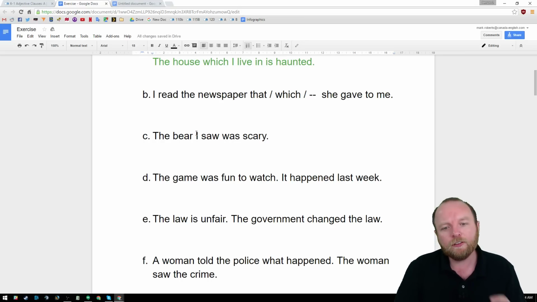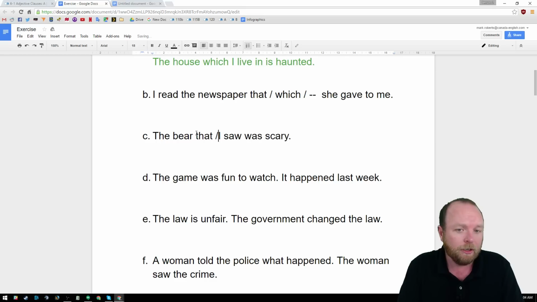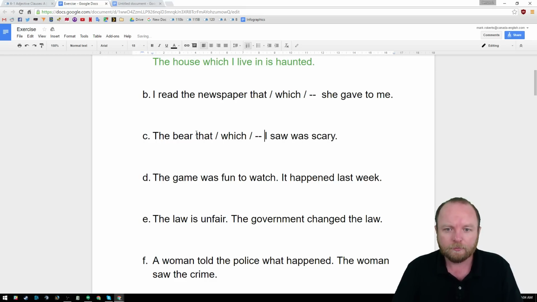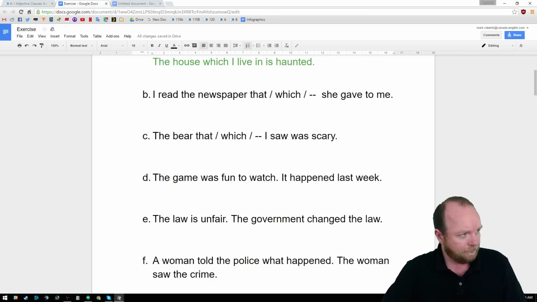Now, do we need a relative pronoun here? I saw. I saw the bear. We don't need one, but we can use one. That's okay. Or nothing. Yeah, the bear I saw. Marianne, Caio, Miguel, excellent. Louise, don't forget, nothing is also okay.